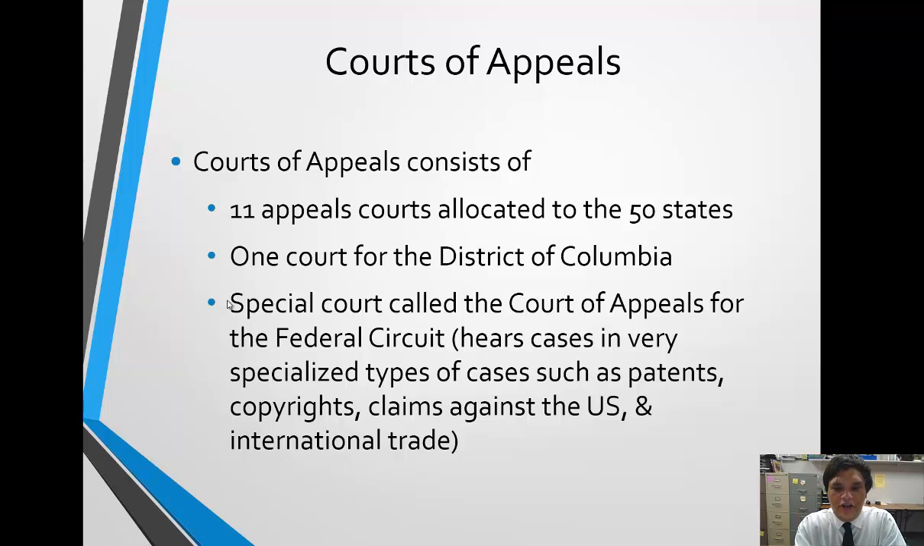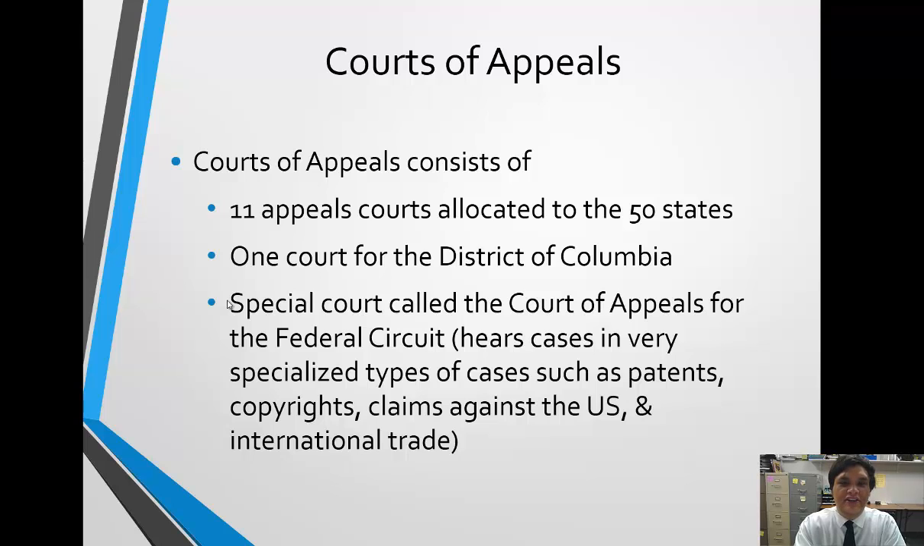The special court, which is the Court of Appeals for the Federal Circuit, hears very specialized types of cases, such as patents, copyrights, claims against the U.S., and international trade. So the Court of Appeals for the Federal Circuit mainly deals with, once again, civil law, going back to the very beginning of this lecture. They tend to deal with only civil law, so patents, copyrights, intellectual property, claims against the U.S., contract law, and then international trade, which tends to also be contract law. So those are your courts of appeals.